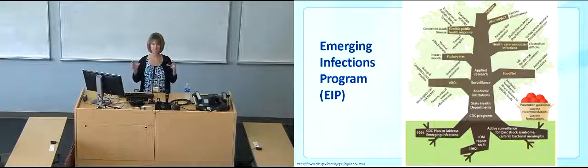The bottom four branches are really the main projects in EIP, and those are the things I'm going to talk about during this talk. Those are ABCs, FluSurv-NET, healthcare-associated infections, and FoodNet. These are separate, separately funded projects, and I'll go through and explain what happens in these projects a little bit more.